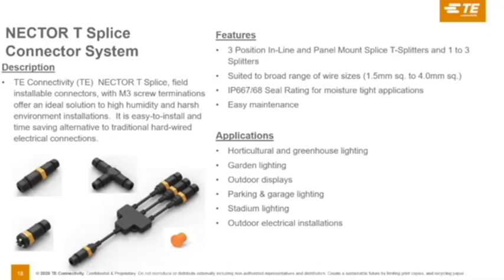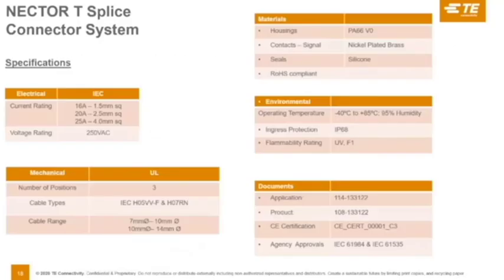The applications are very similar in nature. Once again: horticultural, garden, outdoor, parking and garage lighting, street lighting, and other installations wherein the customer does not want the ability to reconfigure the facility once it's fully laid out and designed. With these interconnect solutions, they too carry similar power ratings to the previous interconnect solutions, because they're designed for both 16 to 825 amps available right now in 1.5 millimeter square to 4.0 millimeter square interconnect and rated for 250 volt.